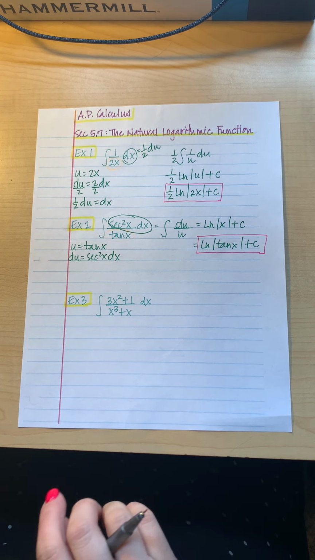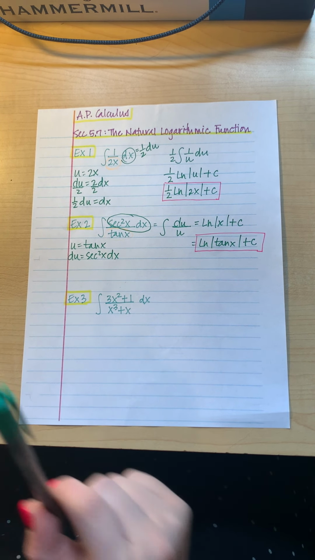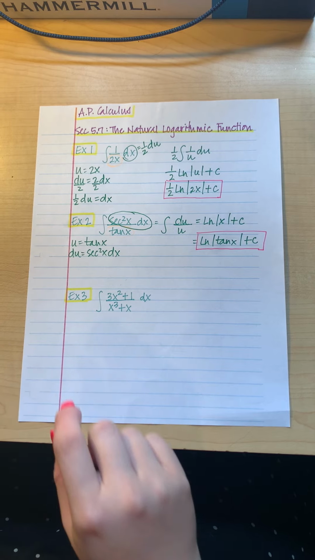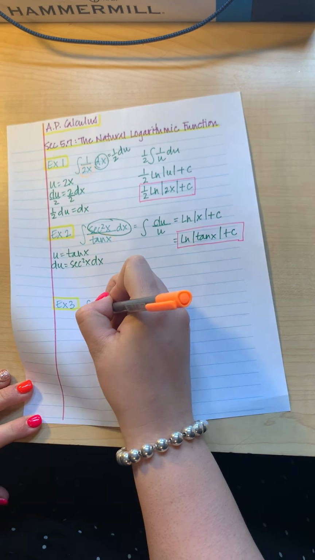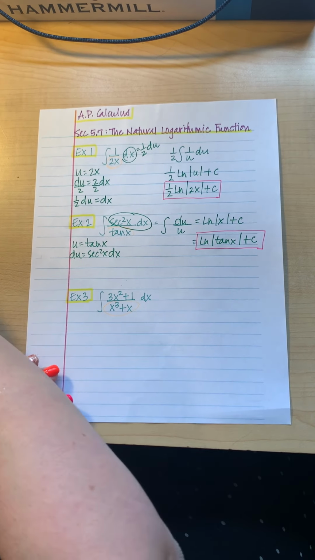Okay, let's do one more just like this before we get to something a little bit more complicated. In example 3, we've got 3x squared plus 1 over x cubed plus x. So our u value is still the denominator.